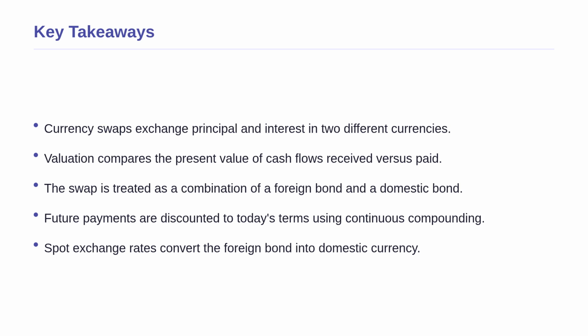Let us summarize what we have learned today. A currency swap is a powerful contract where parties exchange principal and interest in two different currencies. To value it, we simply compare the present value of the cash flows you will receive against the cash flows you will pay. By treating the swap as a combination of a foreign bond and a domestic bond, we can easily discount future payments to today's terms using continuous compounding. Finally, we use the current spot exchange rate to convert everything into a single currency. You now have the mathematical tools to value any currency swap.